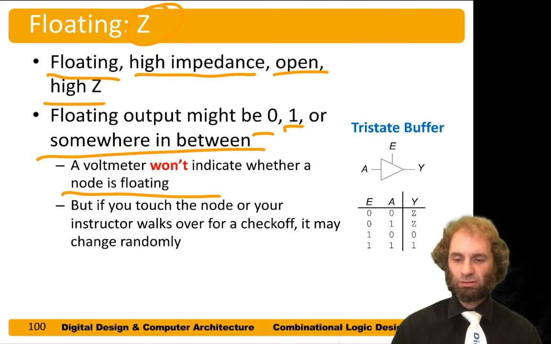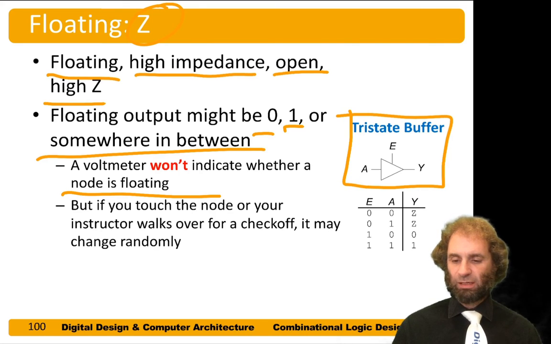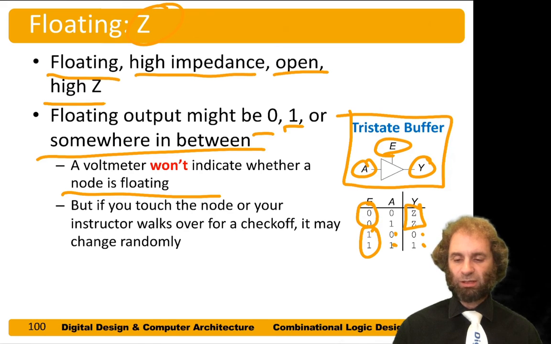Floating can also occur on purpose. We have an element called a tristate buffer. It looks like a regular inverter. It's got an input A and an output Y, but it's also got an enable signal. When the enable is asserted, this works as a regular buffer. When A is 0, Y is 0. When A is 1, Y is 1. But when the enable is turned off, then the output floats no matter what the input does. So this lets us build a circuit that can just leave the output unconnected when it's disabled.